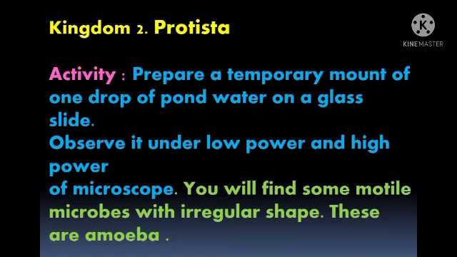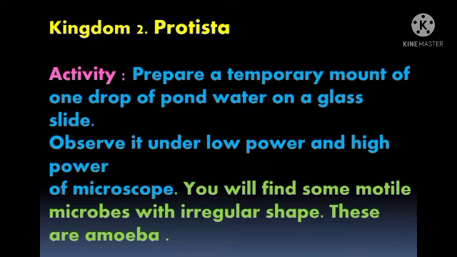What is the activity, student? Prepare a temporary mount of 1 drop of pond water on a glass slide. Observe it under low power and high power of microscope. It is very easy, students. You have to take 1 drop of water from a pond and place it on a glass slide. And after it, you have to just observe it under a low power or high power of microscope.